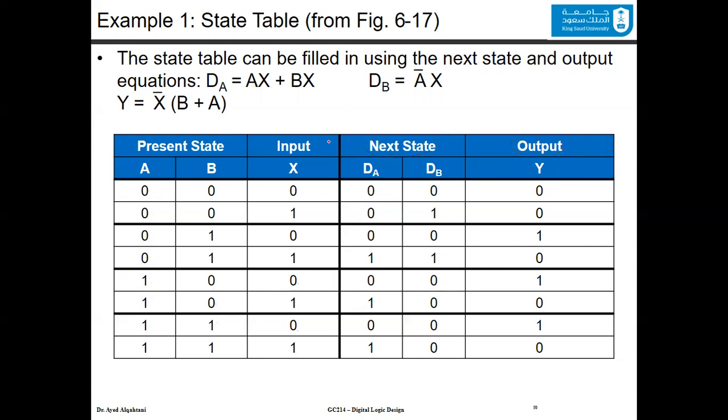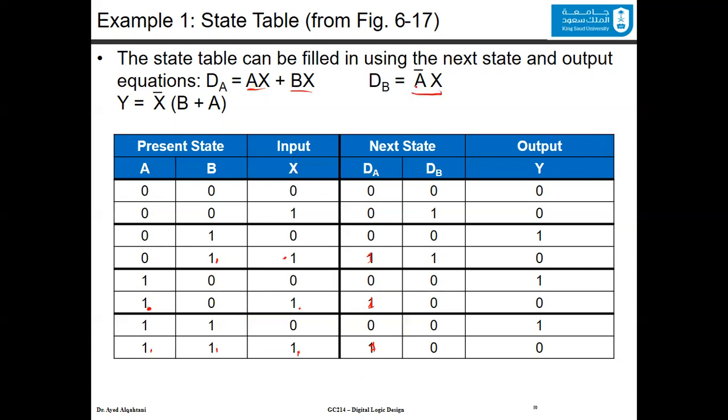Let's get the DA. This is the function of the DA, which is AX or BX. Whenever A is high and X is high, you have 1 and 1. That's the first term. The second term, whenever B is high and X is high, B is high here and also X is high, so you have a 1 here, and you already have a 1 here. Now you know these are the ones, the rest are zeros.